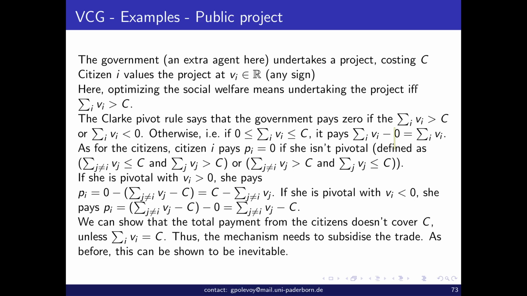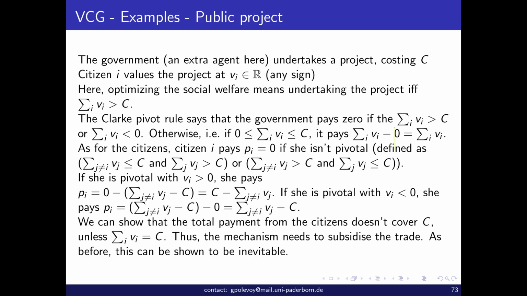Pivotal means being a citizen without which there will be nothing, and with that citizen, there is something. Or the other way around. So a citizen who changes the picture. Maybe there are several, maybe every citizen is pivotal. If you have 2 citizens, the value of each is 1, and the government cost is 1.5. Then the sum of the values is 2, 1 plus 1 is greater than the government cost, so they do build this thing together.